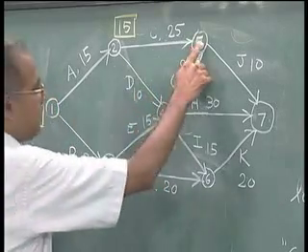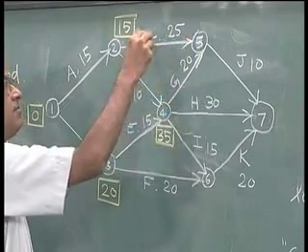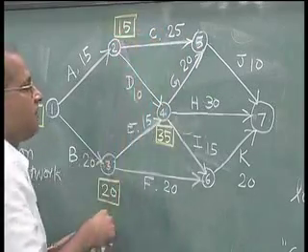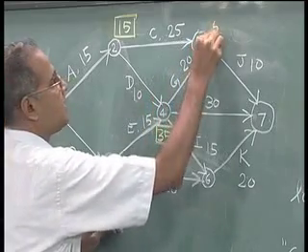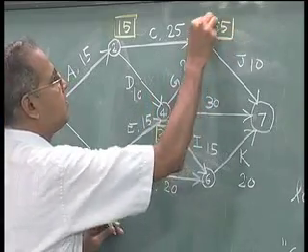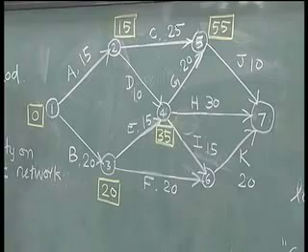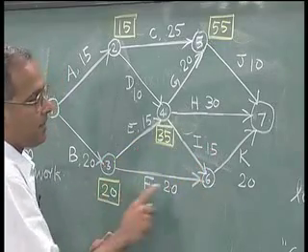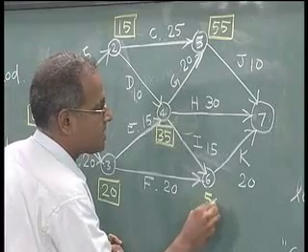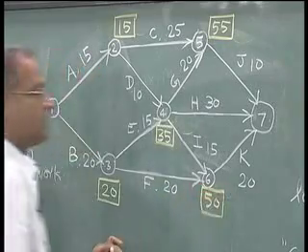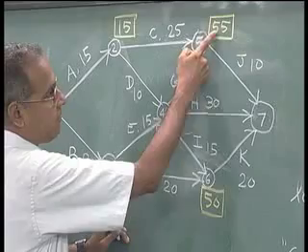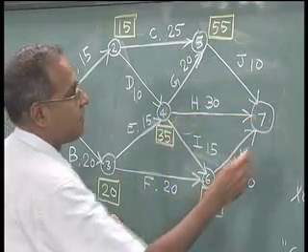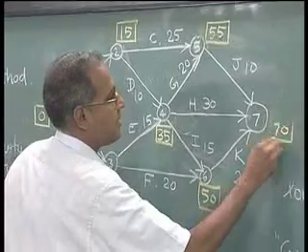Now, when we come to 5, this indicates the completion of both C and G. So, it is 15 plus 25, 40, and 35 plus 20, 55. The maximum of that is 55. Similarly, 35 plus 15 is 50, 20 plus 20 is 40, the maximum is 50. And for 7, 55 plus 10 is 65, 35 plus 30 is 65, 50 plus 20 is 70.